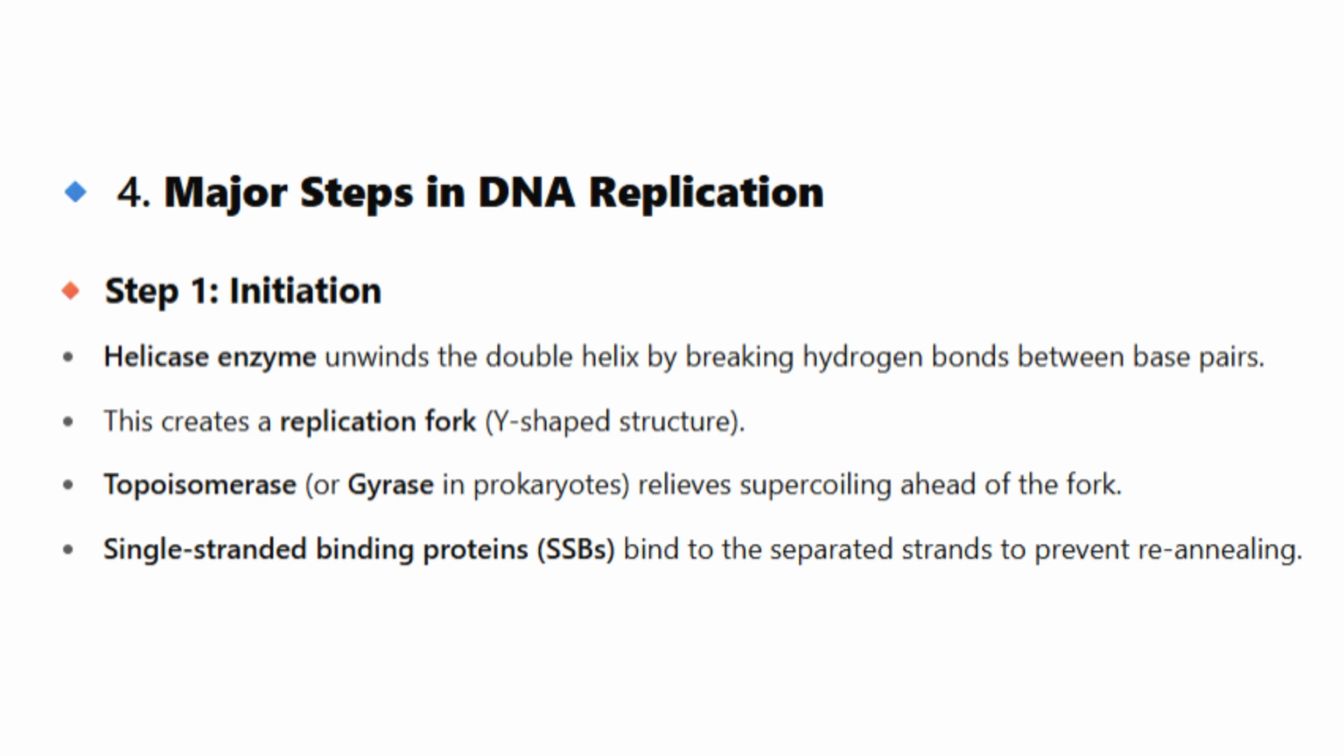Major steps in DNA replication. Step 1. Initiation. Helicase enzyme unwinds the double helix by breaking hydrogen bonds between base pairs. This creates a replication fork, a Y-shaped structure. Topoisomerase, or gyrase in prokaryotes, relieves supercoiling ahead of the fork. Single-stranded binding proteins, SSBs, bind to the separated strands to prevent re-annealing.